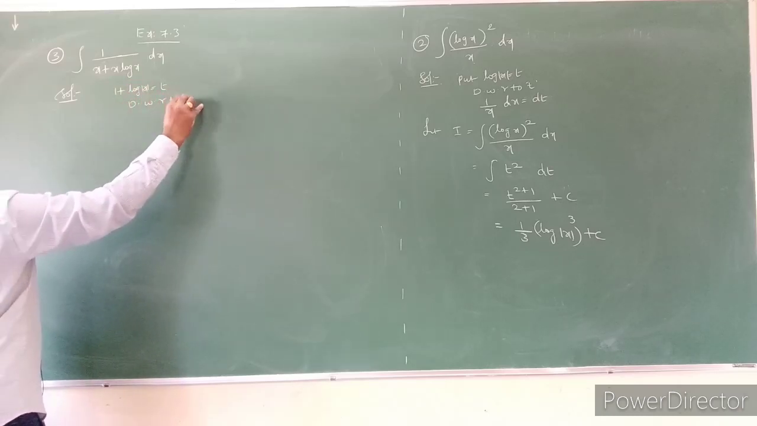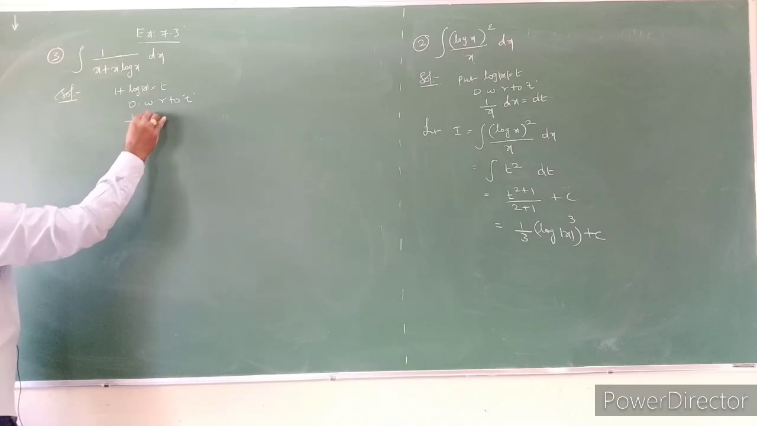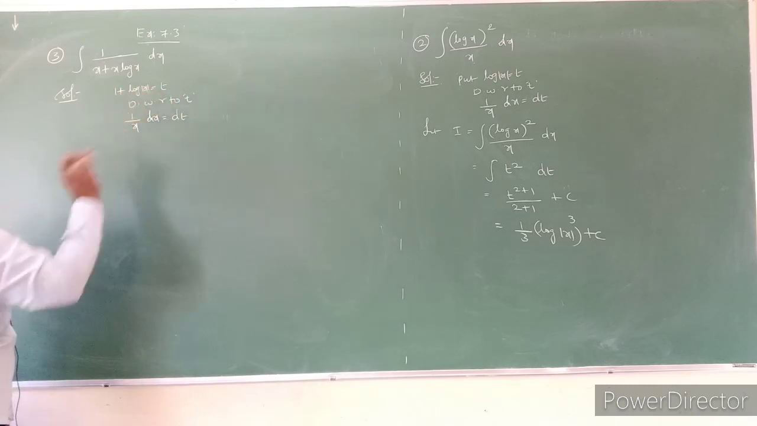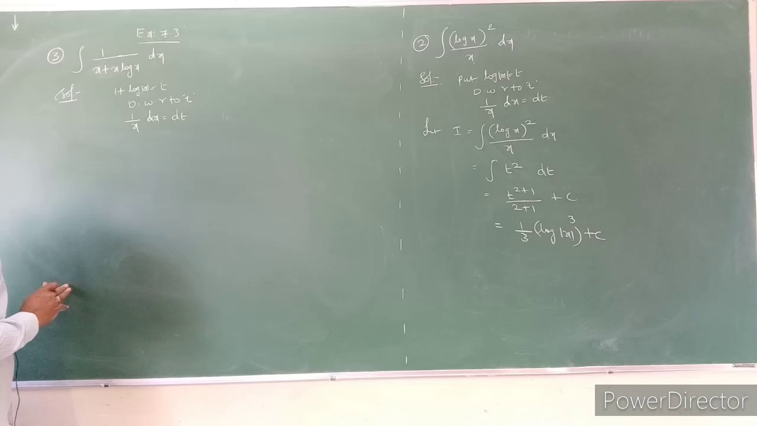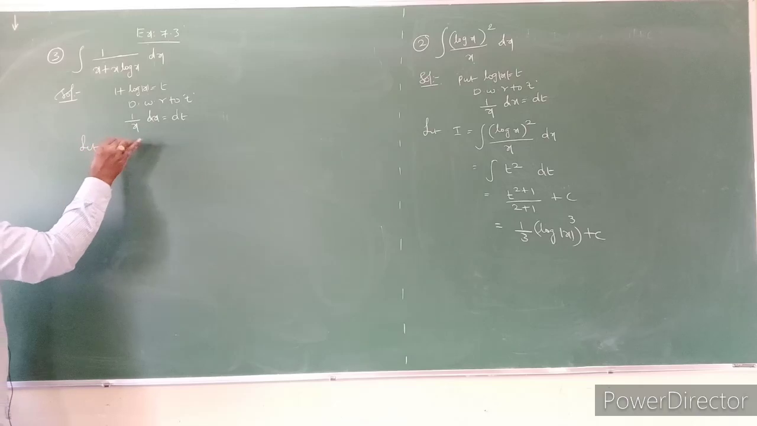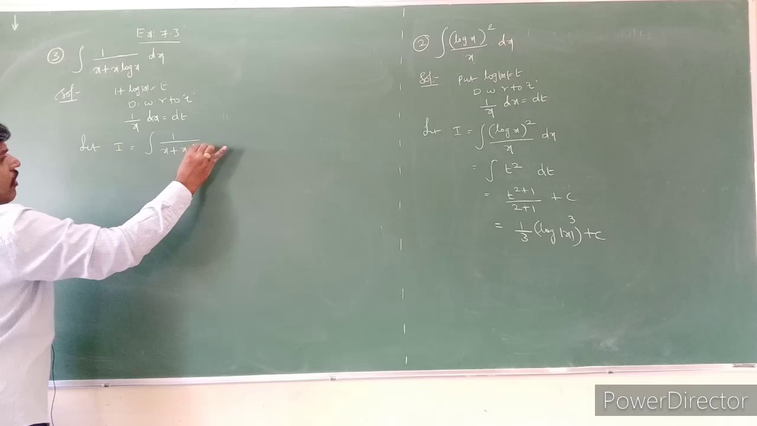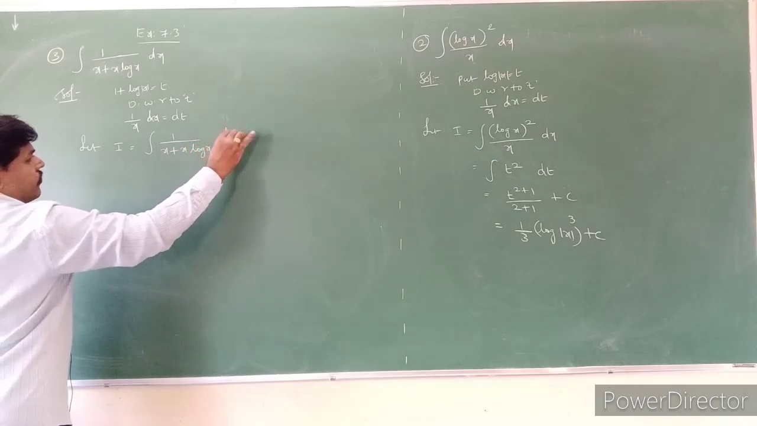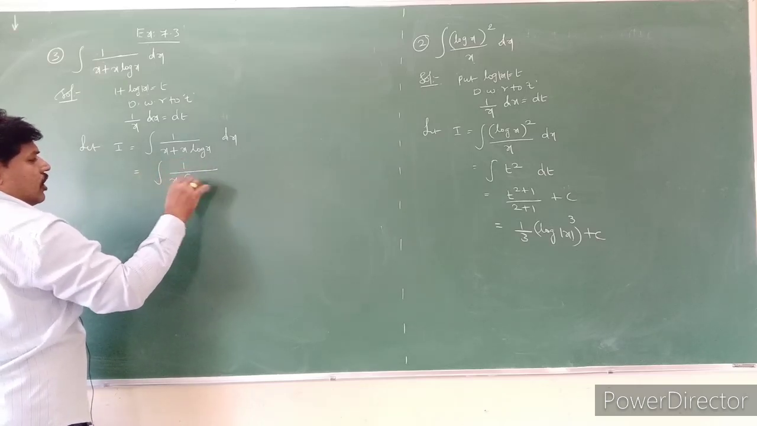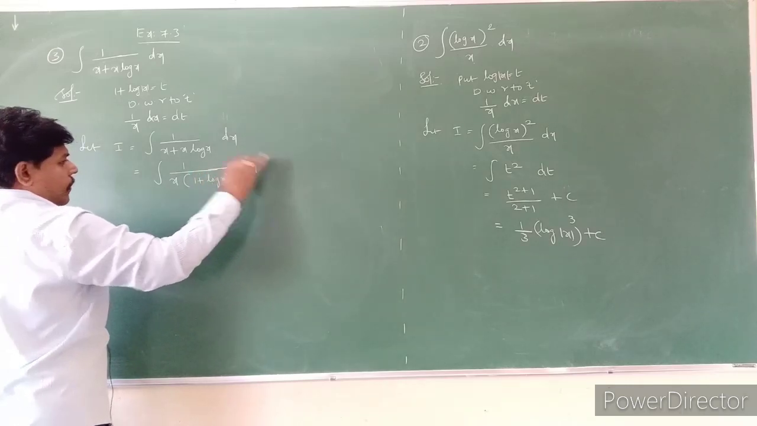Differentiate with respect to t. What happens? 1 by x into dx will become dt. Log of mod x derivative is 1 by x into dx, it will become dt only. So why am I taking that? See here, let I be the integral of 1 by x plus x log x into dx. You can write it as the integral of 1 by x, if you take x out, it will become 1 plus log x into dx.